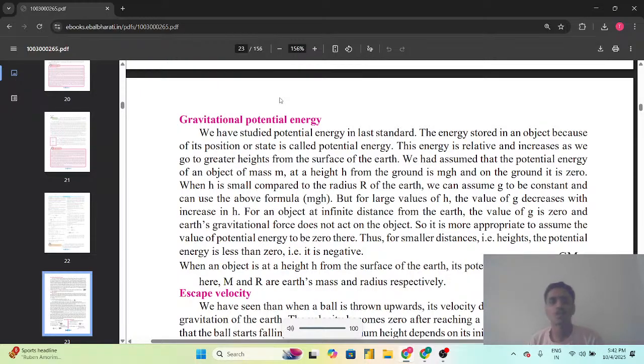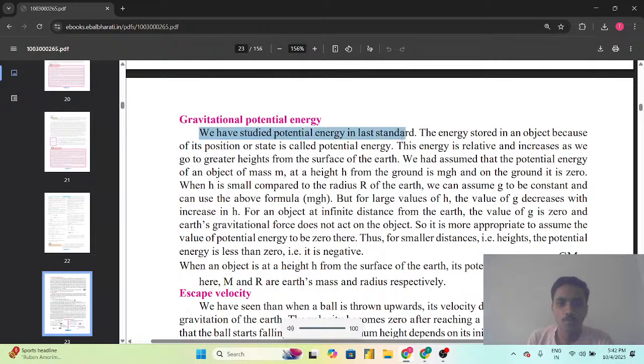So as an example of potential energy, we can see that in a dam, water is stored in the dam with the proper surface. So the energy which is stored in the dam, that water is having the potential energy, and when the water from the dam is released, the potential energy will get converted to the kinetic energy.